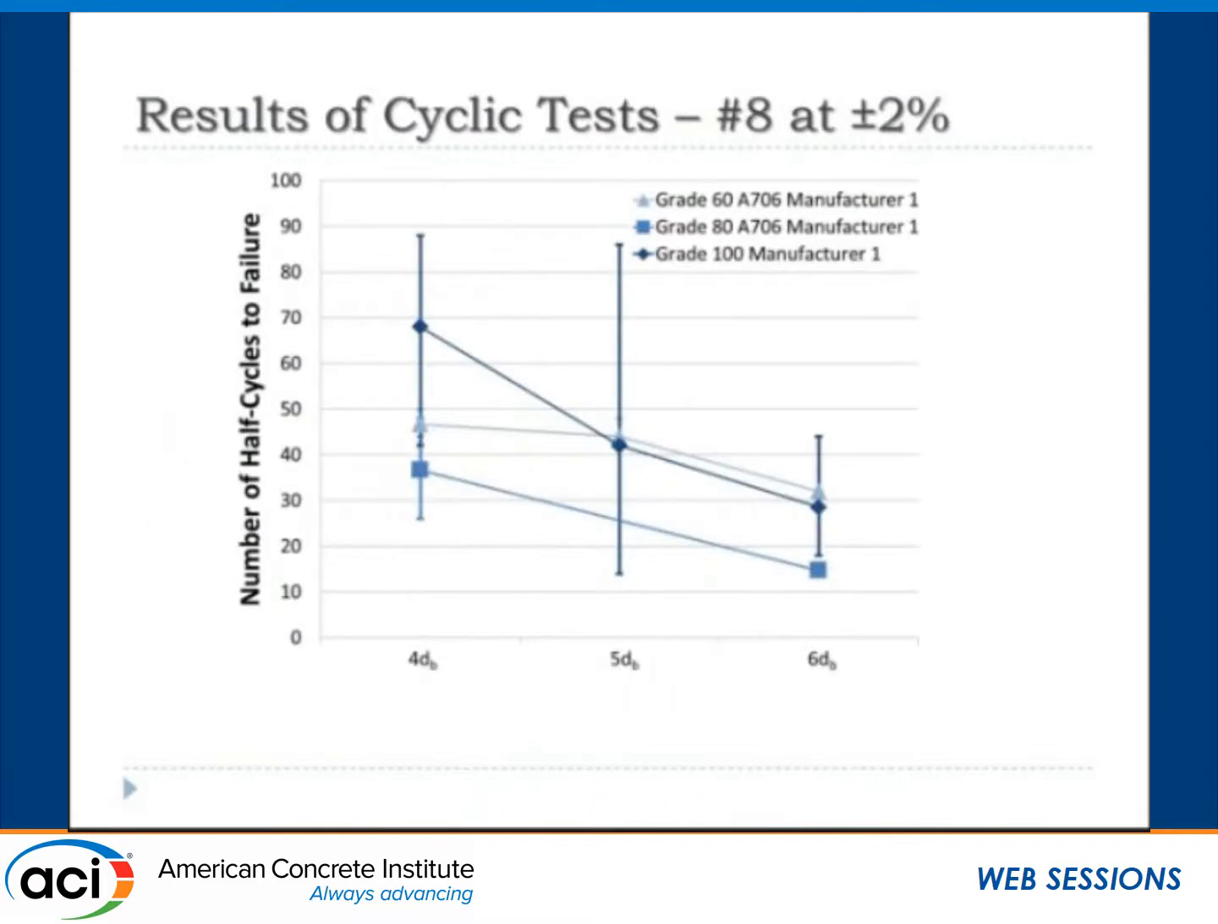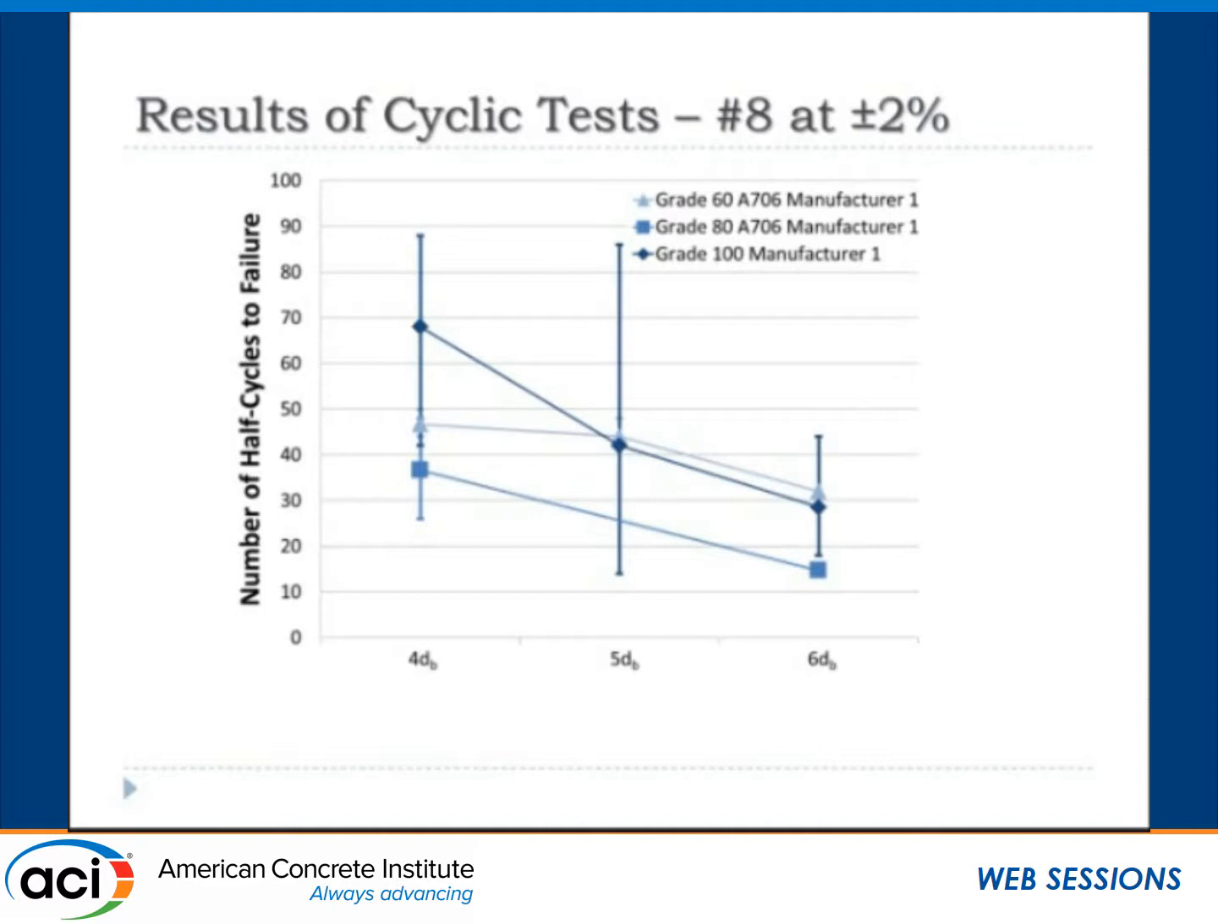Now, if you compare some results from one of these tests, this is the clear span the bars were tested at, 4 db, 5 db, 6 db. Number of half cycles to failure. If you look at the grade 60, that's the light blue color here, you'll see maybe about 45, 47 half cycles to fracture here at 5 db, at 6 db. As you'd expect, it goes down as you get more and more buckling. Now you look at the grade 100, which is a dark color here, and you find that it matched reasonably well with the grade 60 here, short of right there at 4 db.